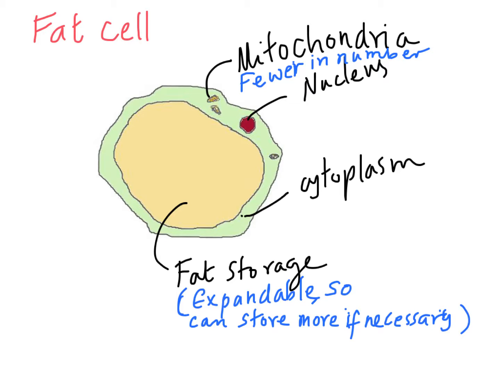So this is a storage, and because of the comparatively less activity that the cell does, it has a fewer number of mitochondria. Nucleus and cytoplasm is common to all cells. It's not a special adaptation, but these two are. The number of mitochondria are fewer in number because the cell does not involve a lot of activities. So the energy demand is low. Fat storage, a big area for fat storage, and also it's expandable. So the cell can actually grow in size about 10 times its original size to store more and more fat if necessary.